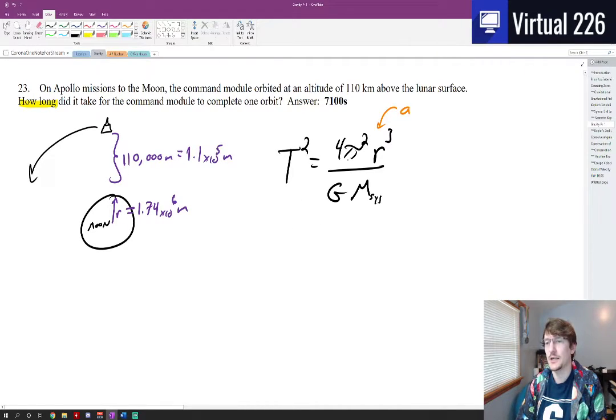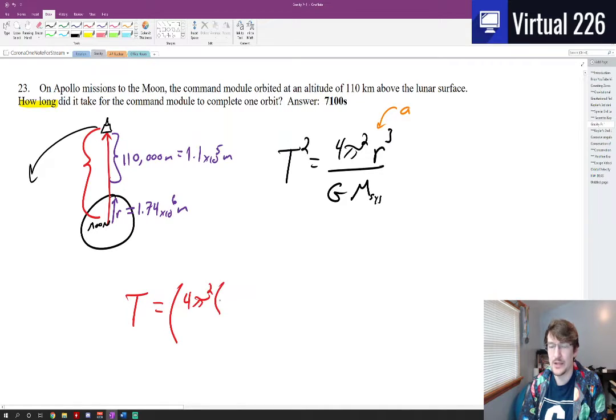If we're looking for how long, then we're essentially just plugging in 4 pi squared r cubed, where this r is the total distance from the center all the way out, divided by G and the mass of the moon, and then taking the square root of that. So the period is going to equal 4 pi squared, and our radius here is the radius of the moon plus the 1.1 times 10 to the 5th, which we could write as 0.11 times 10 to the 6th meters. If I move this over, that'll become a 6th. And 0.11 times 10 to the 6th plus 1.74 times 10 to the 6th is just 1.85. We can just care about the numbers here.